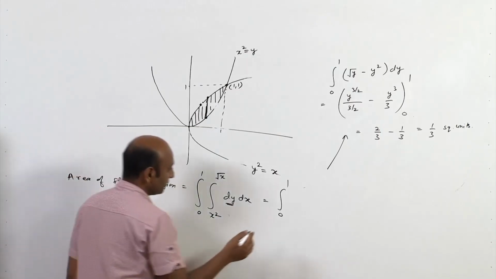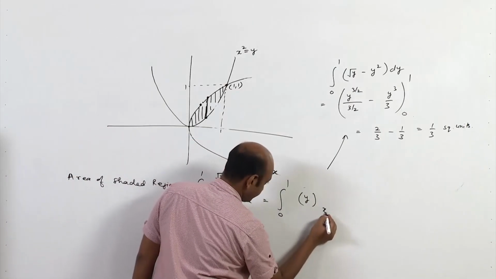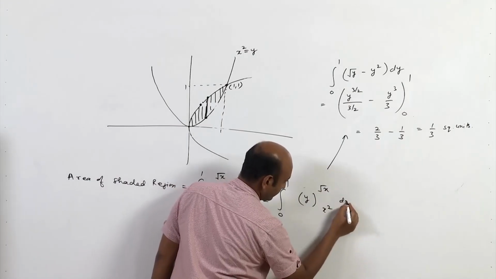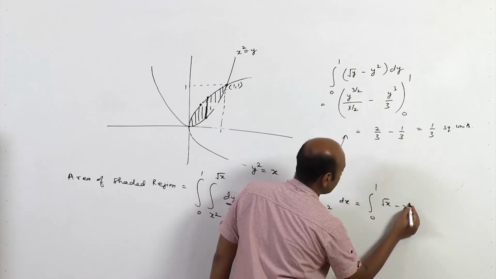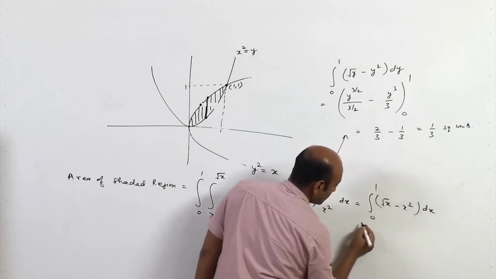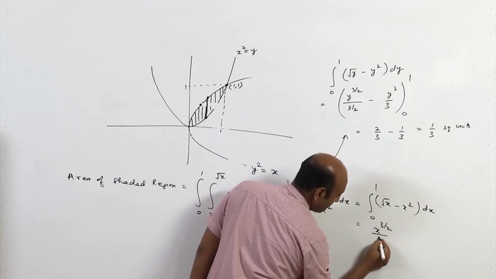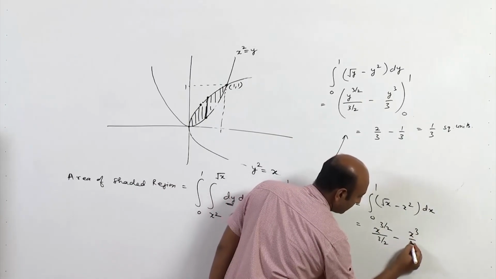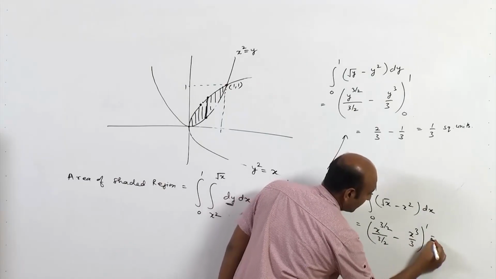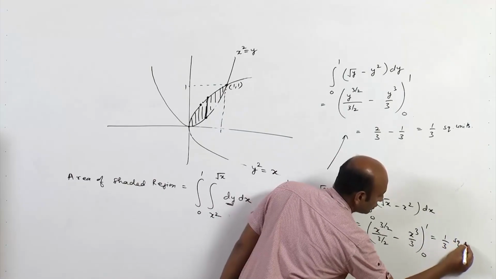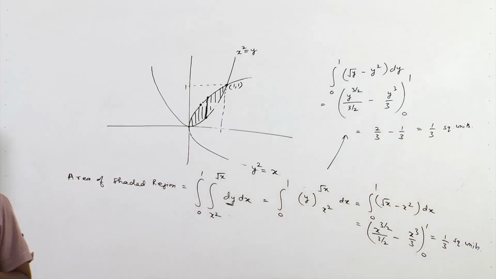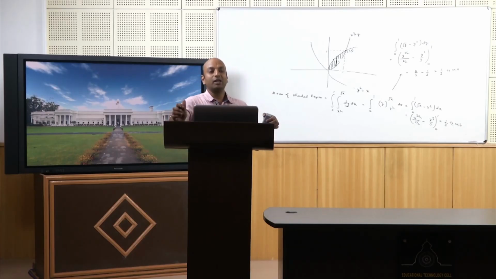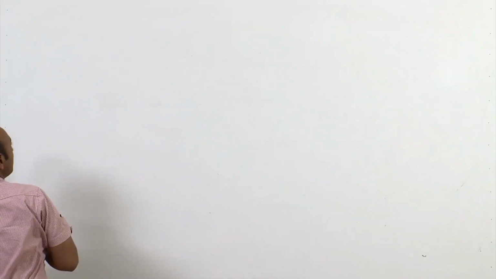The integration: first you integrate with respect to y, keeping x constant. This equals 0 to 1, upper limit minus lower limit. So this is x raised to power 3 by 2 upon 3 by 2, minus x cube by 3, from 0 to 1. So we get the same answer, which is 1 by 3 square units. Okay. So that is how we can find the area of the shaded region using double integral.